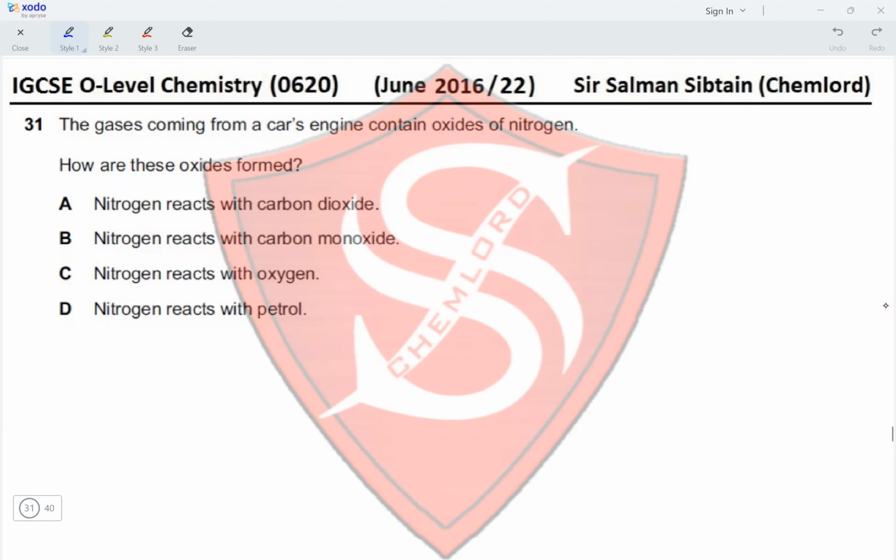The gases coming from a car's engine contain oxides of nitrogen. How are they formed? Nitrogen reacts with carbon dioxide? No. Nitrogen reacts with carbon monoxide? No. Nitrogen reacts with oxygen? Yes. Nitrogen reacts with petrol? No. So this makes option C the correct option for this question.